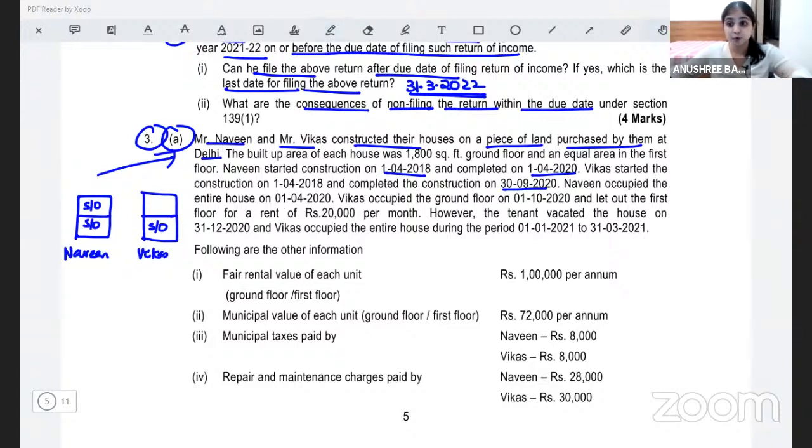Now tell me, what is the provision? If the house property is let out for a part of the year and self-occupied for the remaining part of the year, what do you do? Come on, think and tell me. Let out for a part of the year, self-occupied for another part of the year. How do you calculate? What do you do in such a case? You treat it as if it is let out for the entire year. Remember? Yes, self-occupied for a part of the year, let out for another part of the year, treat as if it is let out for the entire year.